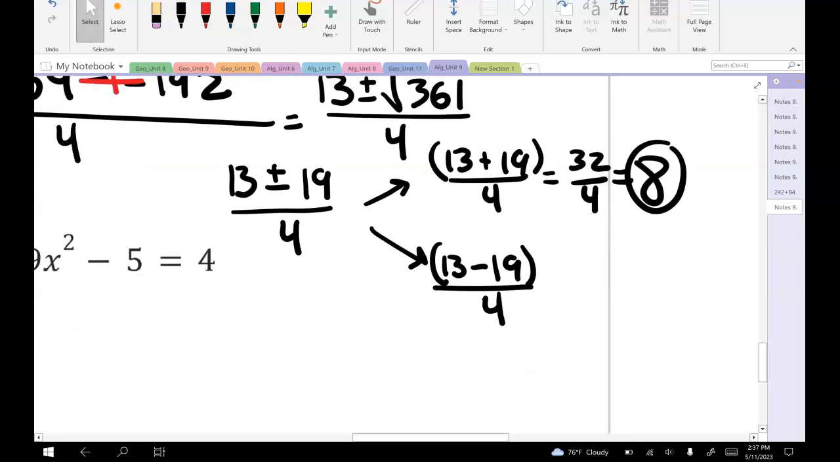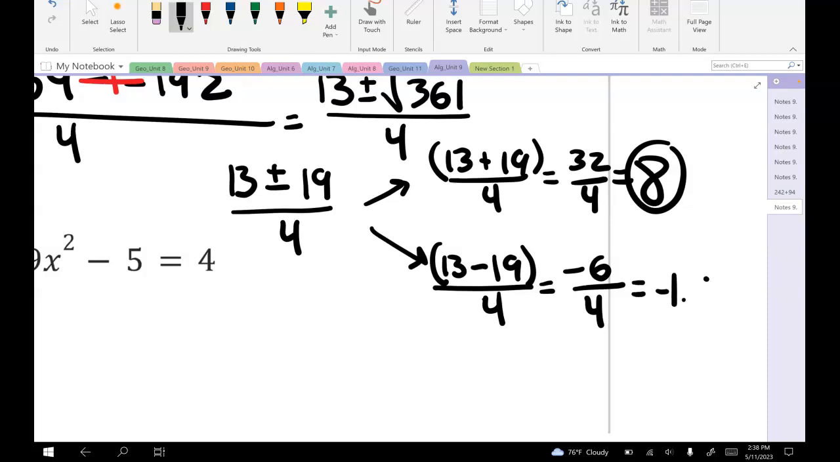And you do the same thing for the bottom. You can do 13 minus 19, which would be negative 6 over 4, which then you get negative 1.5. So again, we have two answers for x. And that's all by quadratic formula.